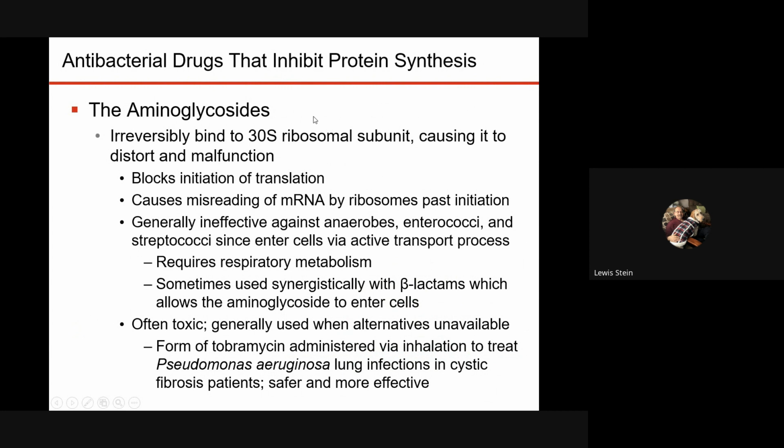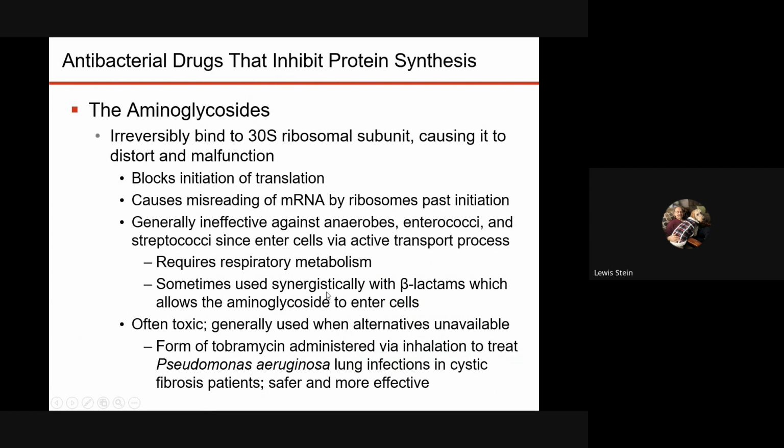So Selman Waksman, that soil bacteria called Streptomyces griseus is the name. He named it streptomycin, and that's why a lot of antibiotics have the last name mycin. So it doesn't matter how it works. It is somewhat limited, but because penicillins work great on gram positives, this generally works really well on gram negatives. Generally ineffective against anaerobes, which are hard to treat, enterococcus, and streptococcus, which is a cousin.